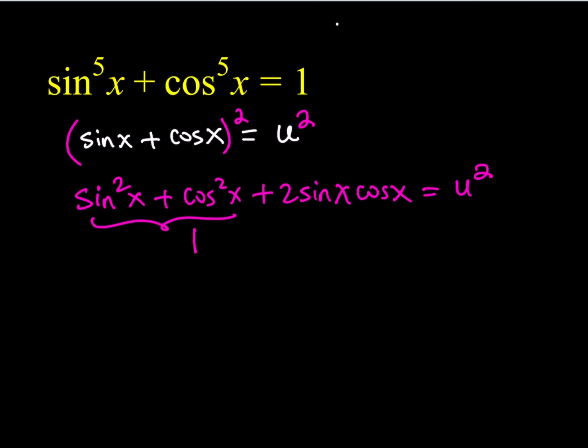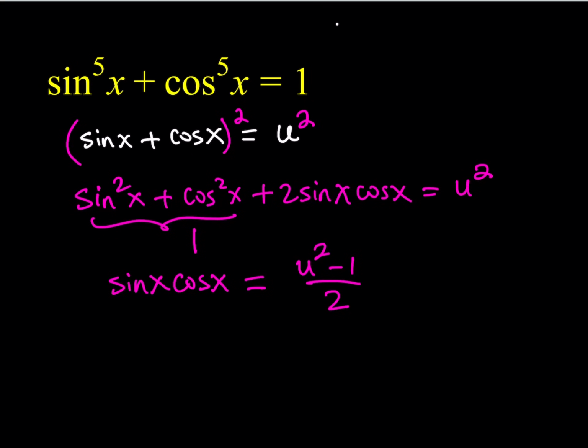And then from here, we can basically get the sine x cosine x by itself. So we can isolate it. If you subtract 1 from u squared, you're going to get u squared minus 1. And if you divide by 2, that should give you u squared minus 1 over 2. So that's going to be my first expression that I'll be using, sine x times cosine x.